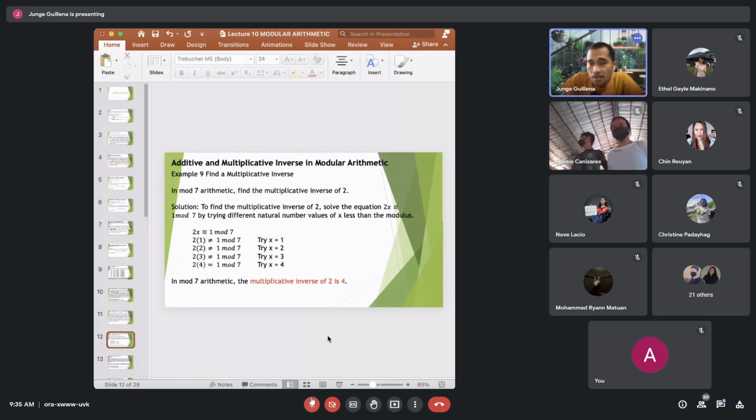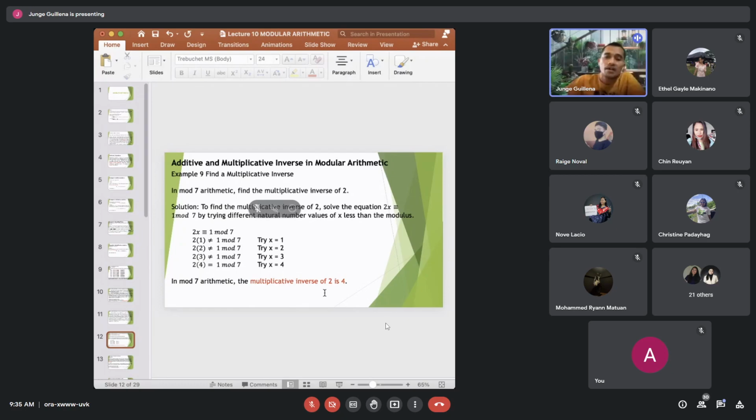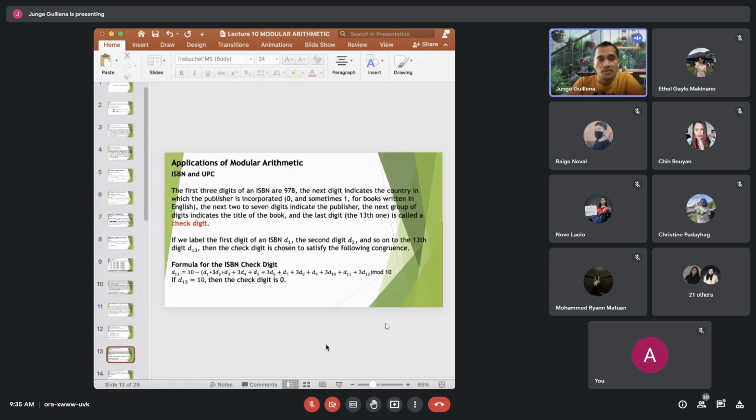So kanunay na ito, may basehan nga kana siya multiplicative inverse sa given nga number of that modulo n arithmetic if the remainder is equal to 1. Okay? So just find any number x. You multiply that to the given number a, and you divide that by the modulus. And if the remainder is equal to 1, then those two numbers are said to be multiplicative inverse.